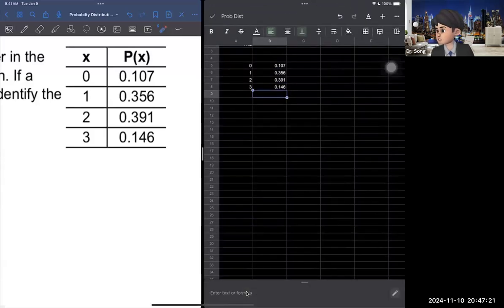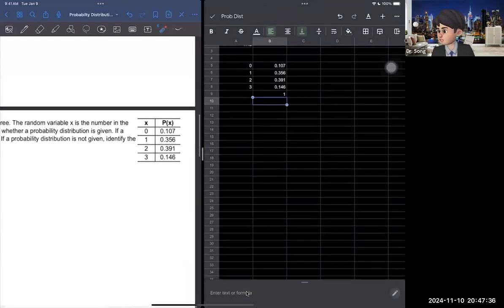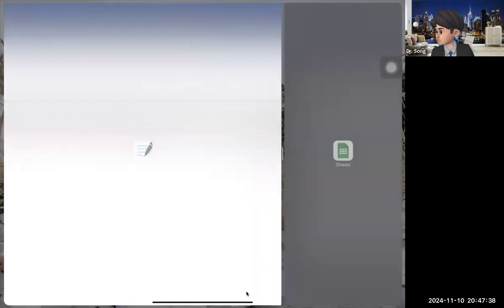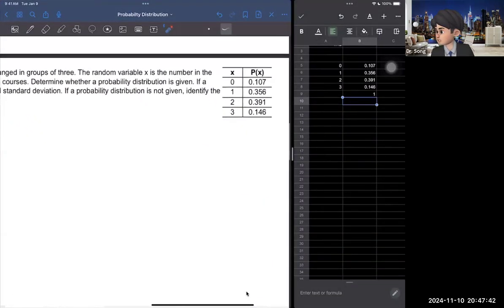Now, given this, I want to calculate the summation of these probabilities. The summation of the probabilities equals 1, which means this is a probability distribution. Okay, so I check the first condition. Now, I want to calculate the mean and the standard deviation.